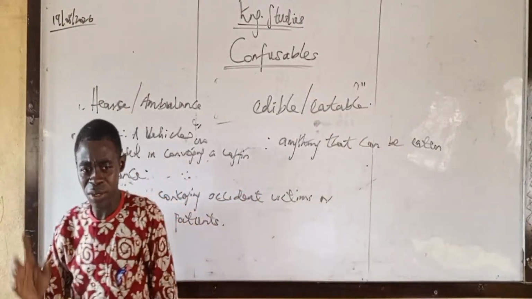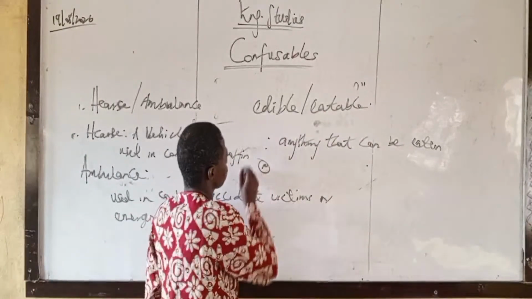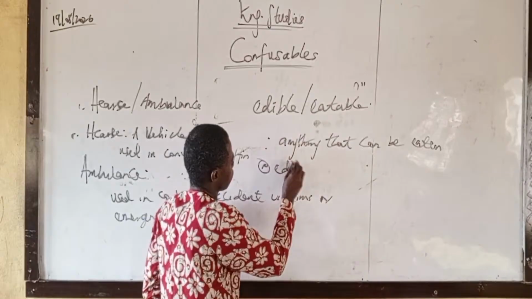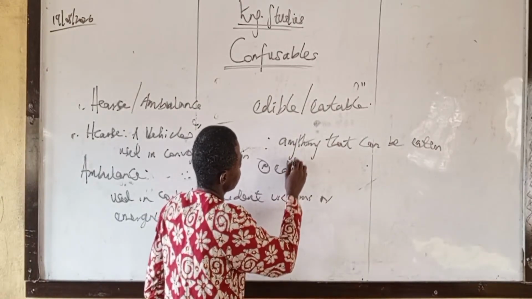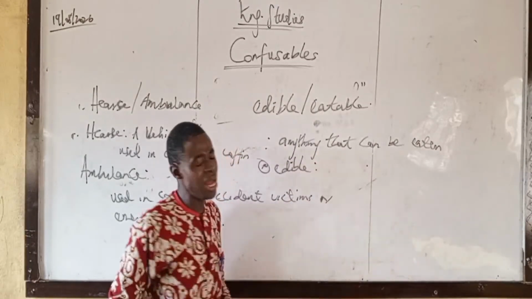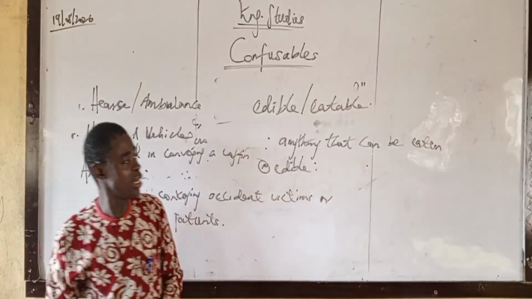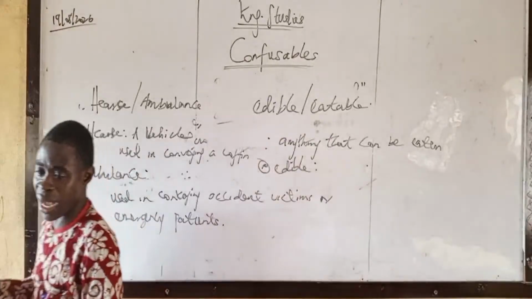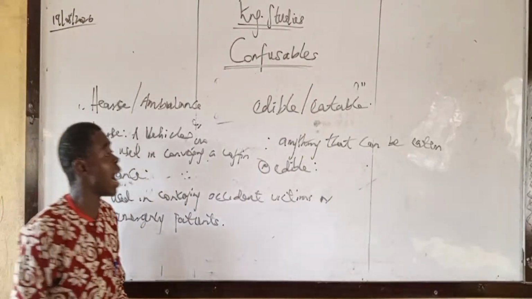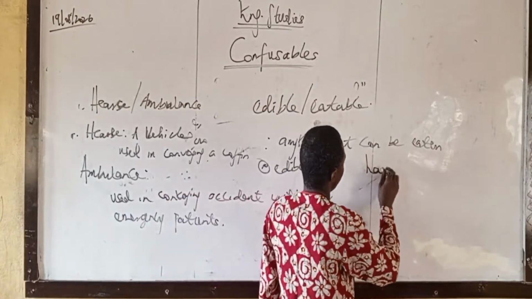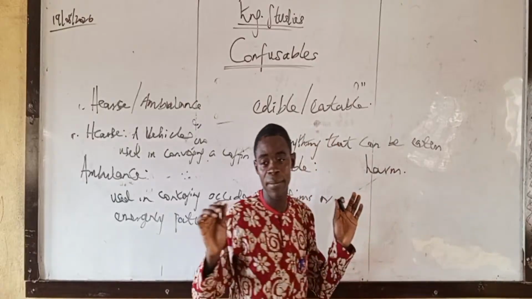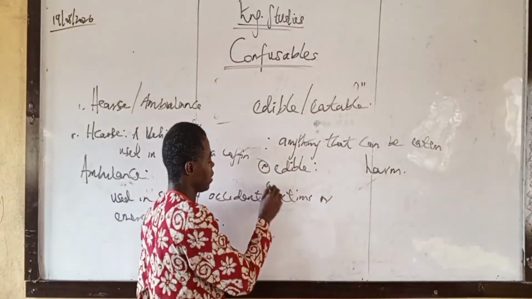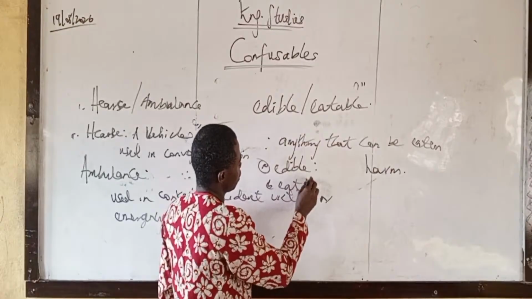However, that's the difference. Bring it up: edible. Edible means anything that can be eaten without any harm. Without any harm. Bring it down now: eatable.